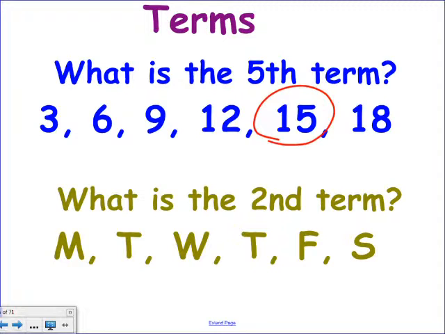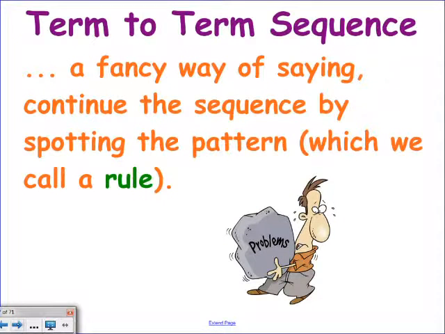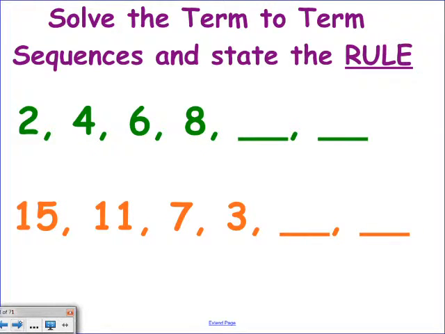The 2nd term in this sequence, T, which stands for Tuesday. Monday, Tuesday, Wednesday, Thursday, Friday. Another sequence. Okay? So when I said to you at the start of the lesson, our first objective was to mention the term to term of a sequence, it's a fancy way of saying how do I get from one term to the next. And that is something we called earlier the rule. Okay? So the first objective is only about continuing sequences or filling the gaps in the sequences. They're using fancy words called term to term of sequences. All you need to know is the rule.